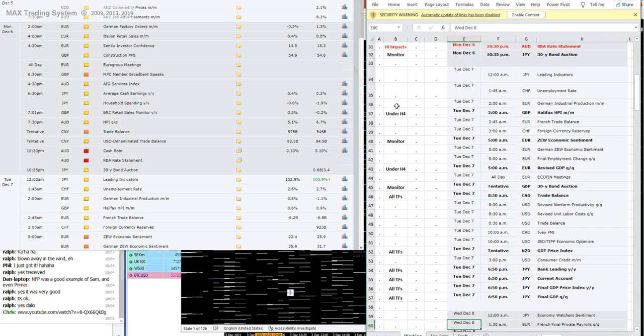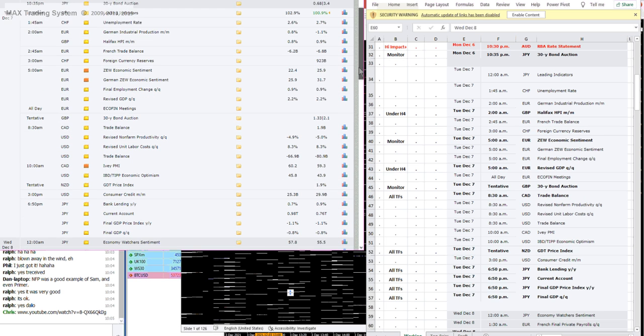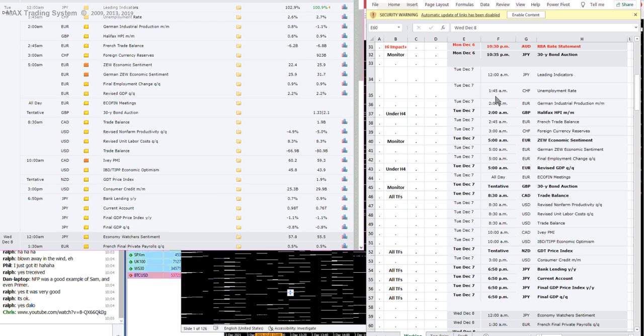On Tuesday, we will have the pound Halifax HPI month over month under H4. We have under H4 also the 2 euro ZEUs, the ZEU economic sentiment and the German ZEU economic sentiment. Then we will have to monitor the pound 30-year bond auction.